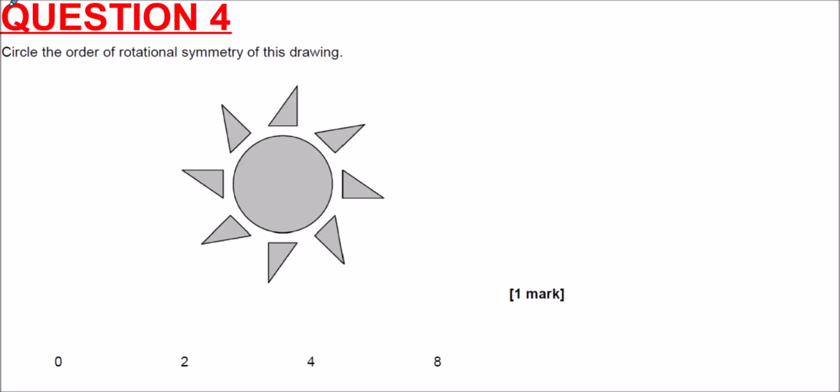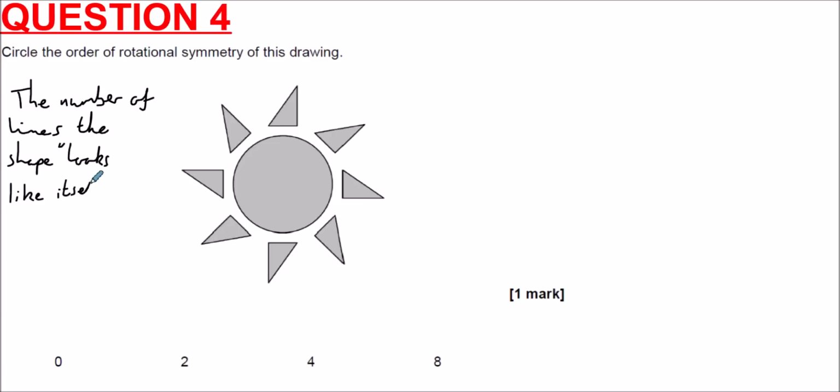Question 4. Circle the order of rotational symmetry of this drawing. The order of rotational symmetry, all it means in plain English is it's just the number of times that the shape looks like itself. I'll explain this in a second. It's the number of times the shape looks like itself in one complete turn.